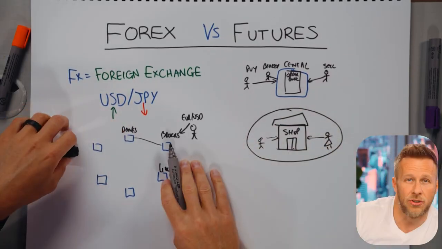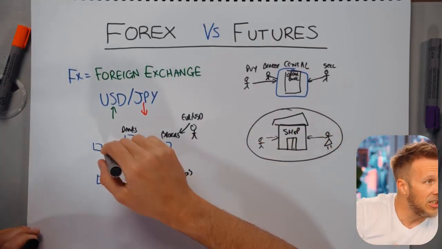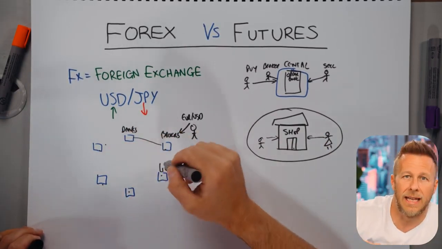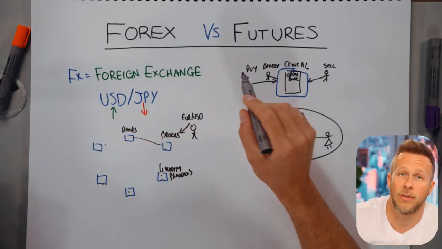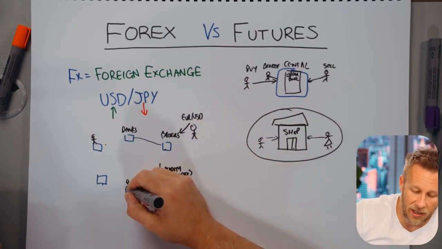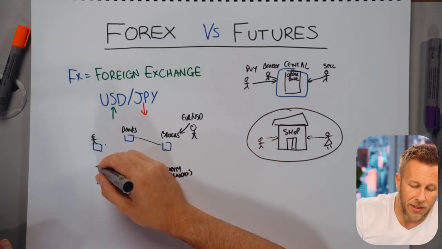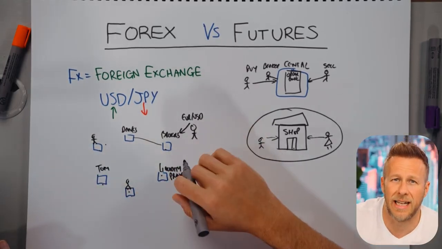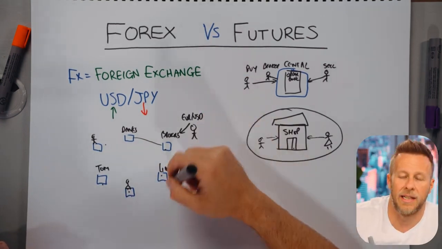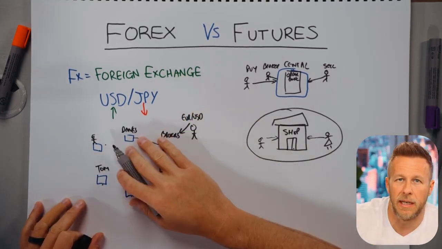Now, a decentralized market. Imagine there's no single toy shop. Instead, there's lots of different people all over town buying and selling from their houses. So Billy buys from his house, Sarah sells from her house, and Tom has another toy stand somewhere else, and Lucy's got one down the road. Now there's no one place where every toy is being bought or sold.